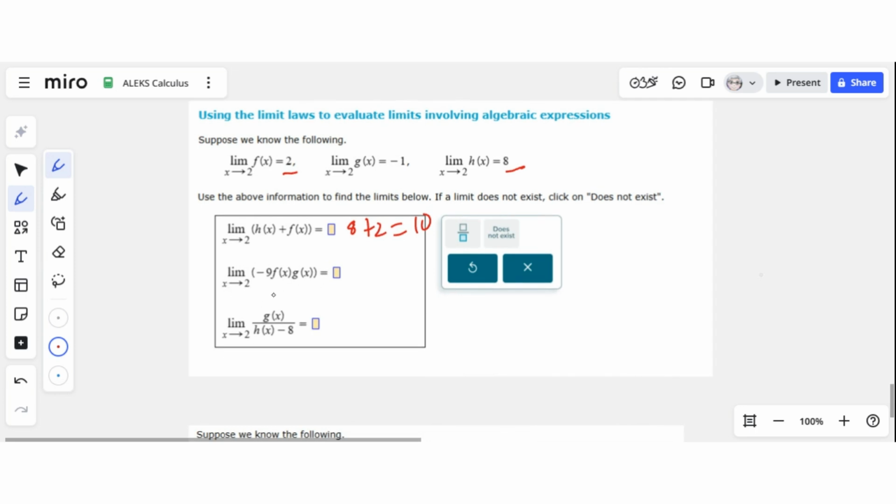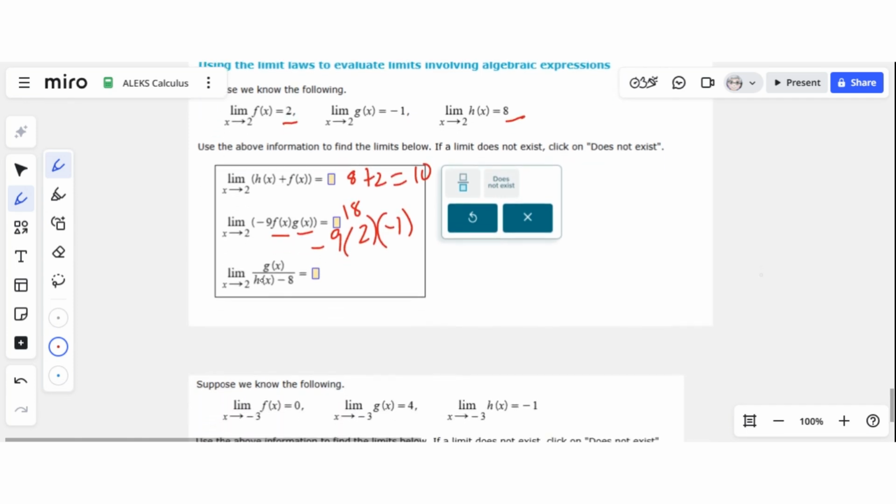Let's try the next one. Looks like we've got a constant multiplied by 2 functions multiplied together. So let's do this a bit at a time. And this is all as x approaches 2. Let's get the limit of g of x as x approaches 2. That's -1. And then we want to multiply that by the limit of f of x as x approaches 2, which is 2. And then we want to multiply that by the -9. And that all is going to be positive 18.